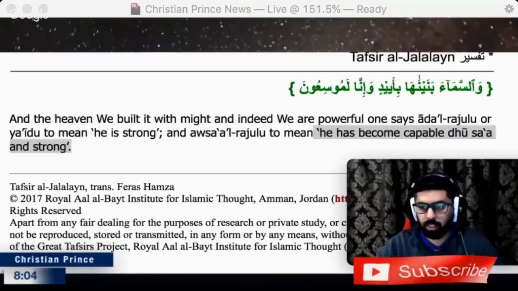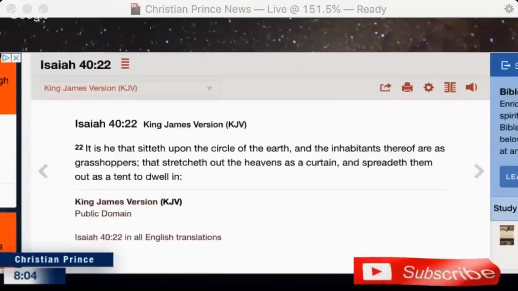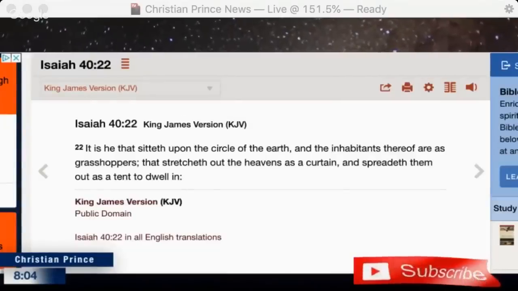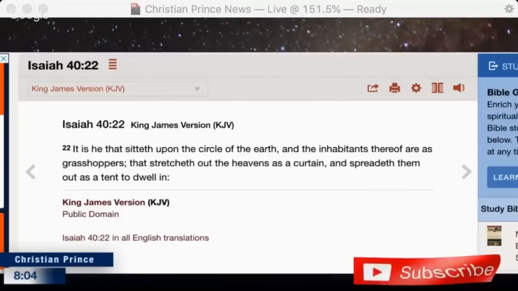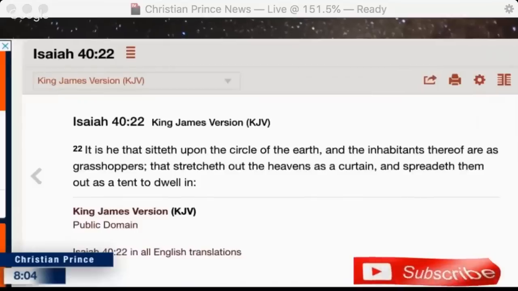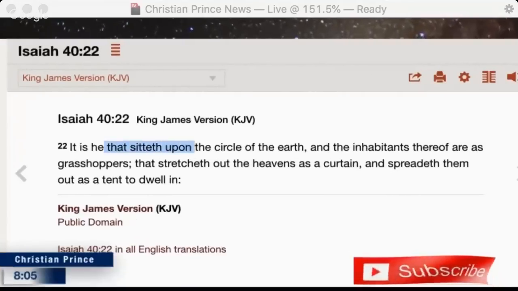The one as well, so I can look up because I can't. This is the book of Isaiah on the screen. Isaiah, right? Chapter 40, verse number 22.